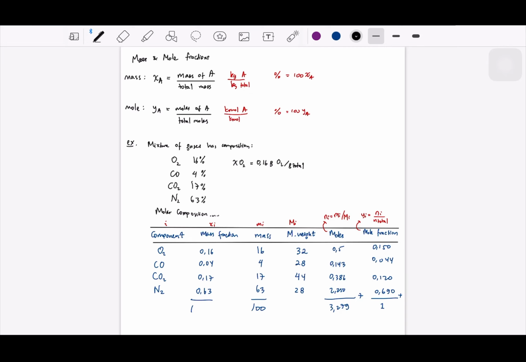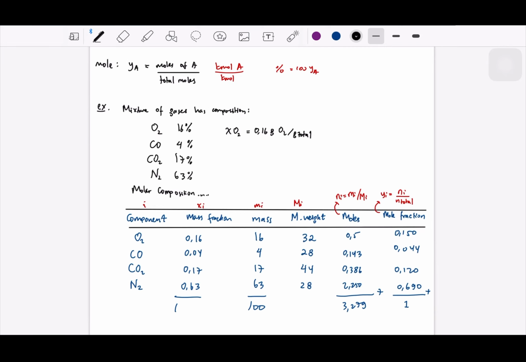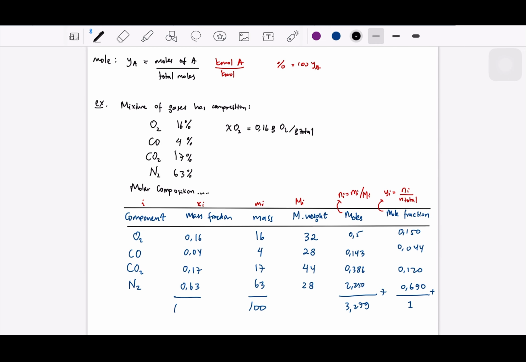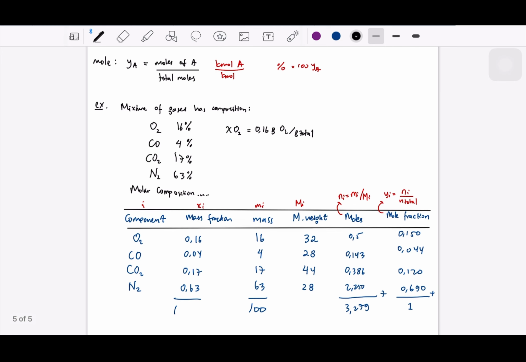Okay, so I think last example for the mixture. If you have some composition, you have the percentage. You can take the mass fractions and then convert into moles and then mole fractions. Okay? And you'll have the mole fractions as in each component. Okay?